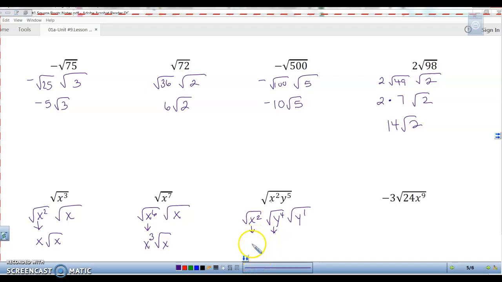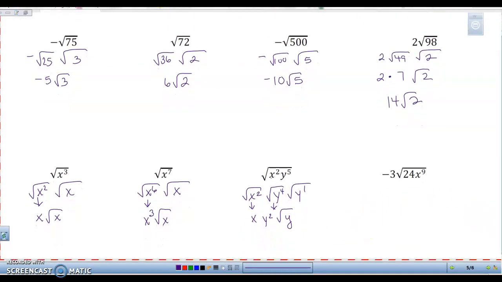What's the square root of x squared? It's just going to be x. What's the square root of y to the fourth? Divide the exponent by 2, it's going to be y squared. And then this just stays to be y. So your answer is x y squared times the square root of y.